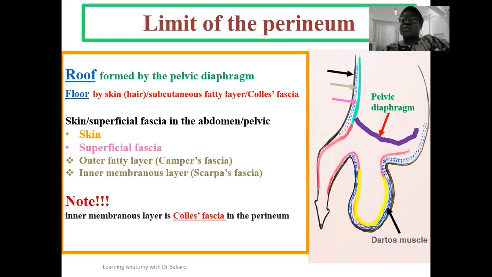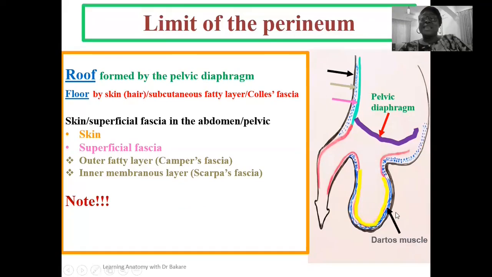These dartos muscles are thin strands of fibers seen beneath the skin, and in this region they replace the fatty layer. So the fatty layer is limited to this region and becomes continuous with, or is replaced by, fibers of the dartos muscle. So you have the dartos muscle in place of this fatty layer around the scrotal region, while the fatty layer is deposited around the other regions of the perineum.